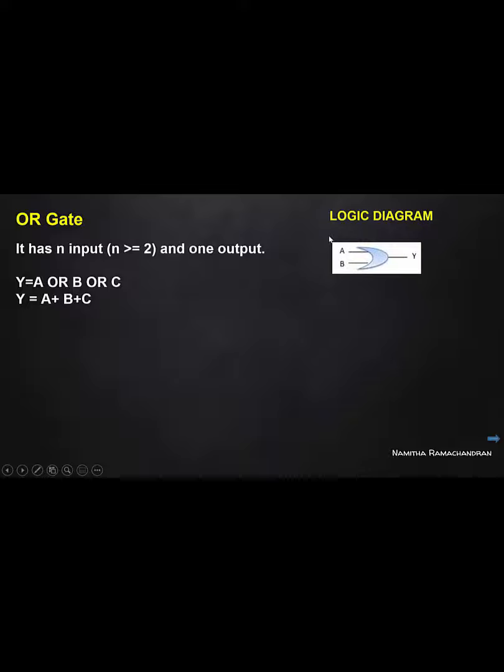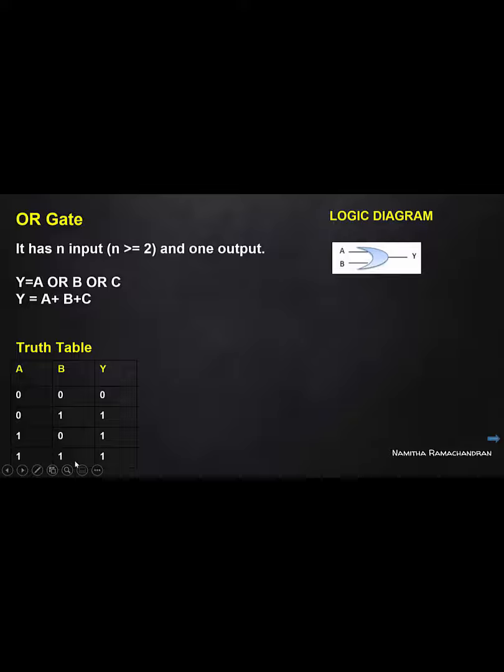Okay, next is the logic diagram for this OR gate. The input connecting part is represented as a curved one. And this one indicates the output. Next is the truth table corresponding to this OR operation. If the inputs are 0, 0, then the output is 0. Then 0, 1, output 1; 1, 0, output 1; 1, 1, output 1.